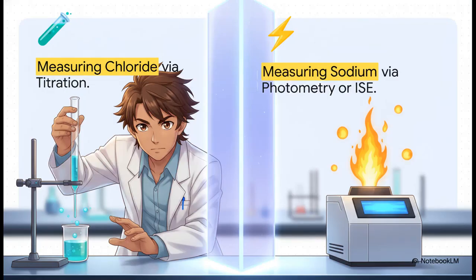So we basically have two main investigative routes we can take here. On one hand, we can calculate salt indirectly by measuring the chloride ions. That's typically done through a chemical reaction process called titration, where we use a known solution to uncover an unknown concentration. Or, on the other hand, we can look directly for the sodium ions themselves using super high-tech methods like flame photometry or ion-selective electrodes. For today's explainer, though, we're going to heavily focus on that first one, the highly reliable automated titration method.